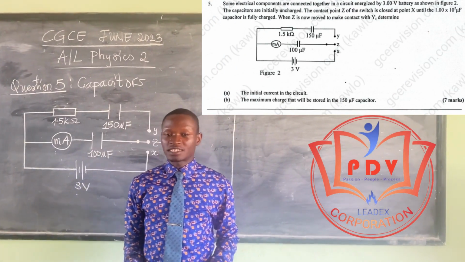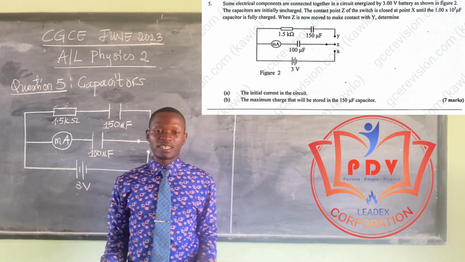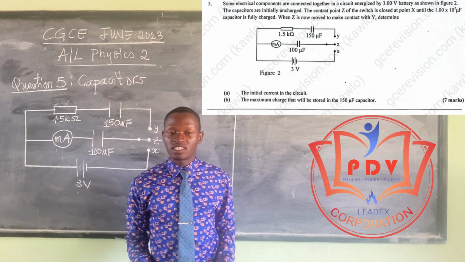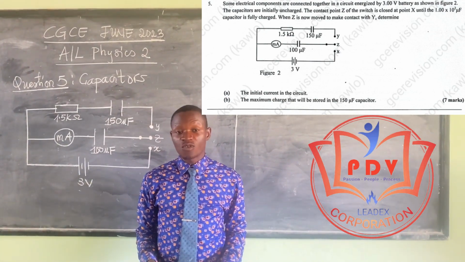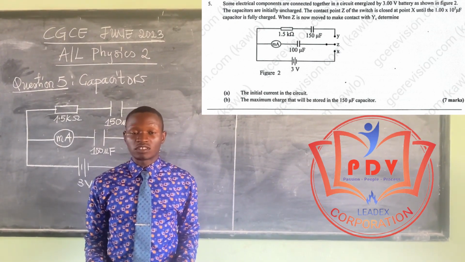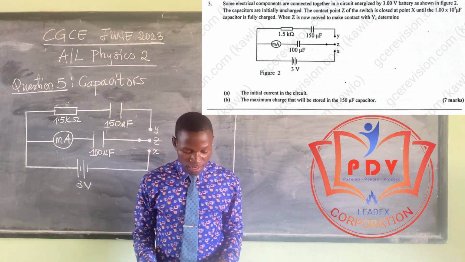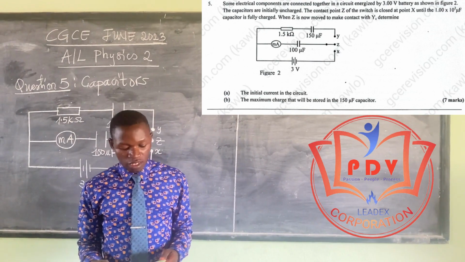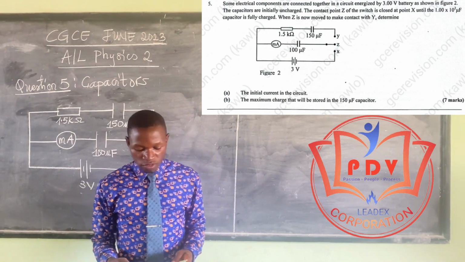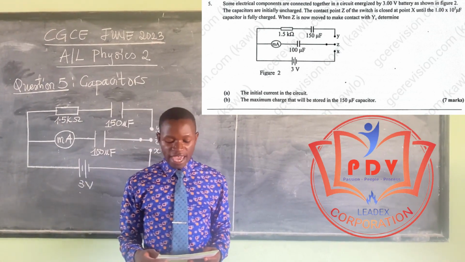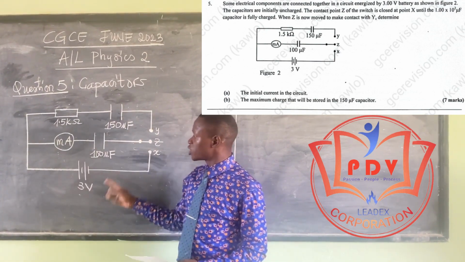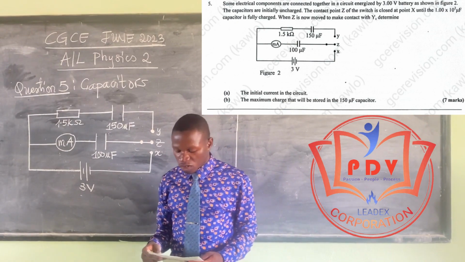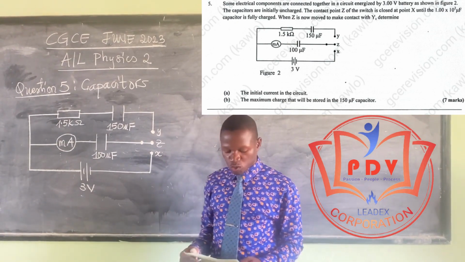We continue with our session of answering some typical questions of advanced level physics, June 2023, paper 2. And right now we are going to answer this very beautiful question on capacitors. So it says, as you can find on the screen, some electrical components are connected together in a circuit energized by a 3-volt battery, as shown in figure 2.